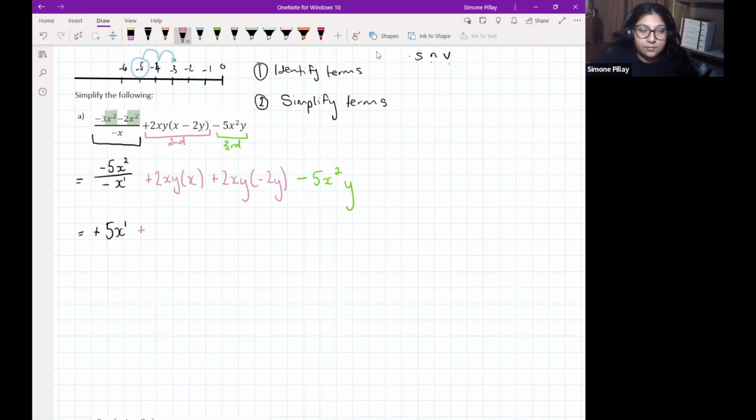It's gonna be 2x to the power 2y. Can you tell me, how did you get this 2 over here? Ma'am, there's an invisible one there at x and the other x. So I plus them together. You plus them together. Why?